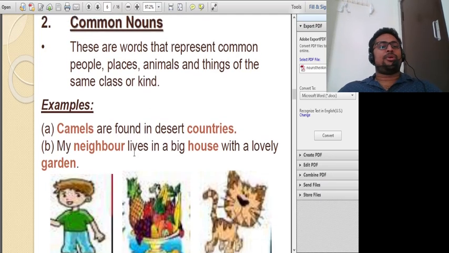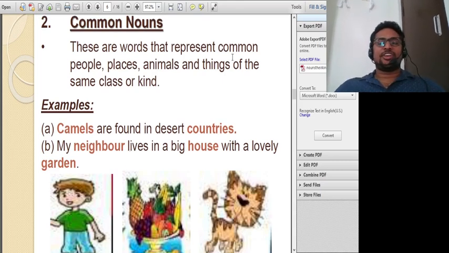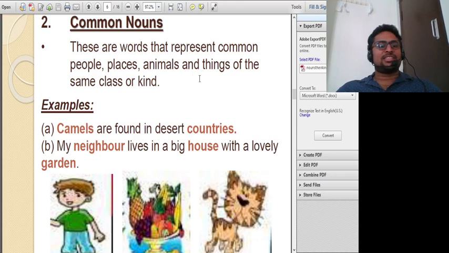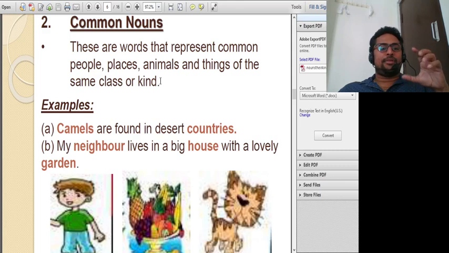Next, let us go to the common noun. Common nouns are the words that represent common people, places, animals, and things of the same class or kind. We use common nouns to represent the common people, places, animals, and things of the same class and kind. That is called a common noun.